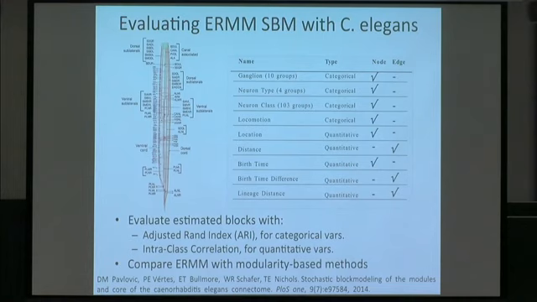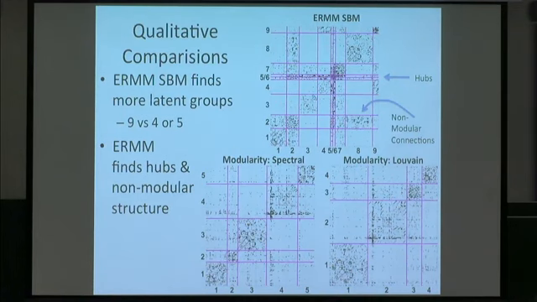So our idea was, let's apply this stochastic block model and compare it to what, at the time, everyone seemed to be doing, which was modularity-based community estimation. We can use the adjusted Rand index to compare the estimated blocks with the categorical measures, and intraclass correlation, ICC, to measure how well the estimated blocks explain the quantitative variables.